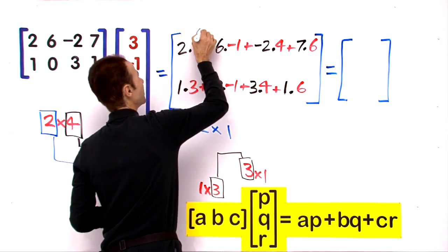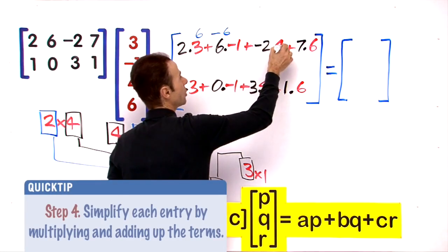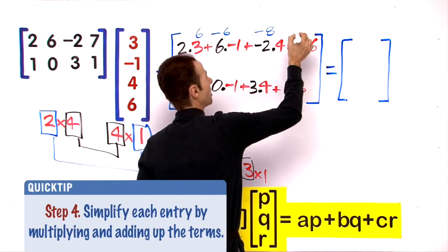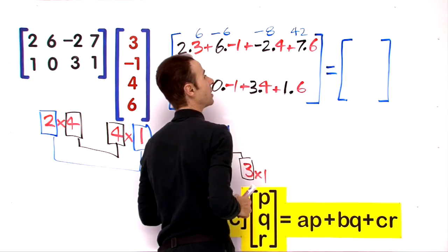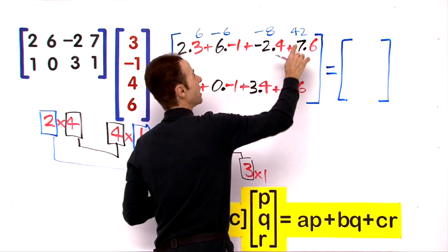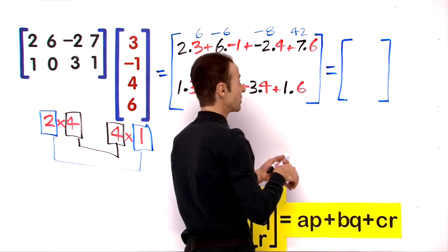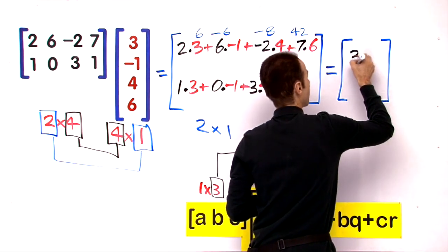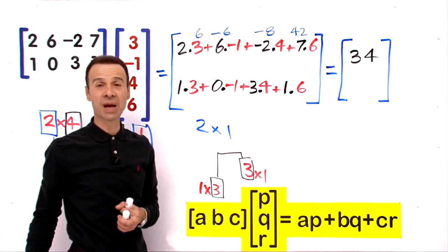2 times 3 is 6. 6 times negative 1 is minus 6. Negative 2 times 4 is minus 8. And then we have 7 times 6, which is 42, a rather big number. So 6 take away 6, that's 0, that cancels. And then we have 42 take away 8, that's going to give us a value of 34. There's our first top entry up there.